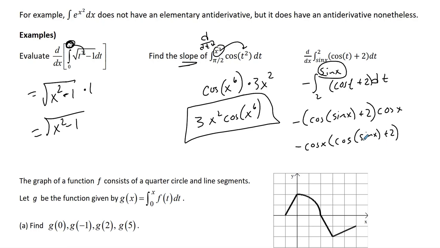Or we could multiply out and you would get... do I want to multiply out? No, I don't really want to multiply out. I'm good there. I get cosine.